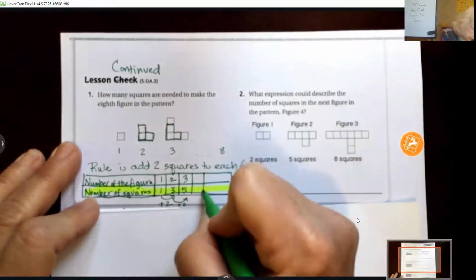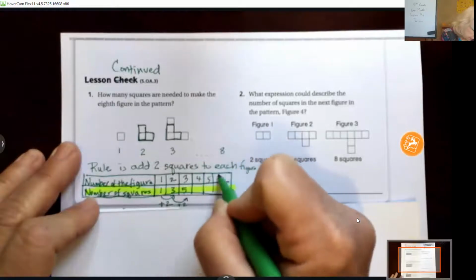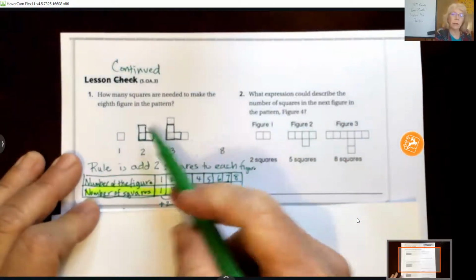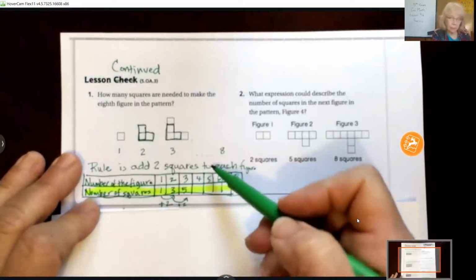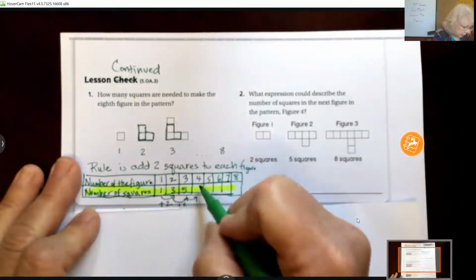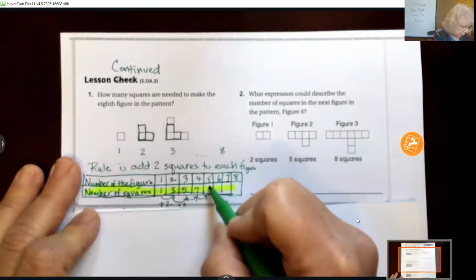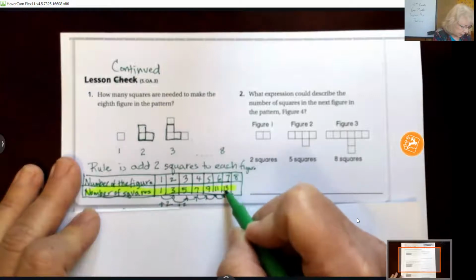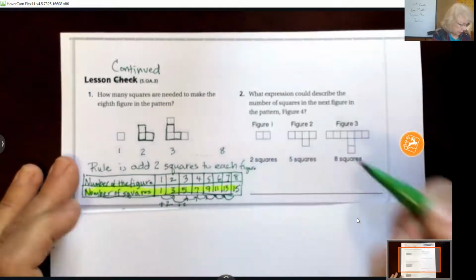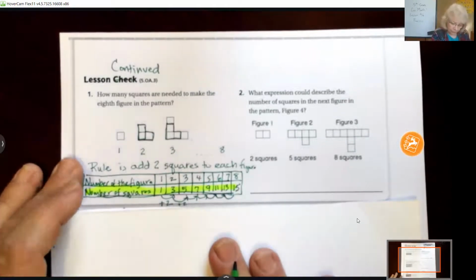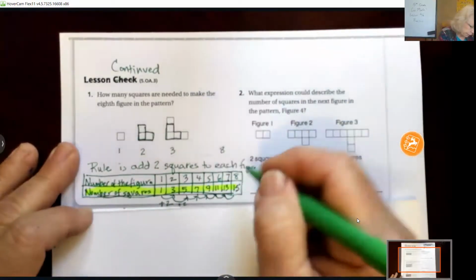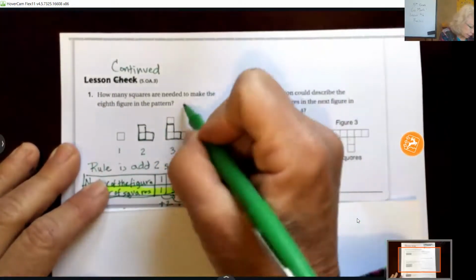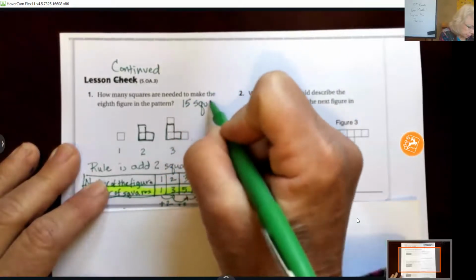Let's keep going until we get to 8. 4, 5, 6, 7, 8. I don't have to draw it all out. I know how many squares are going to be there. So we're going to go +2 is 7, +2 is 9, +2 is 11, +2 is 13, +2 is 15. So the answer to my problem is going to be 15. How many squares are needed to make the 8th figure in the pattern? 15 squares.